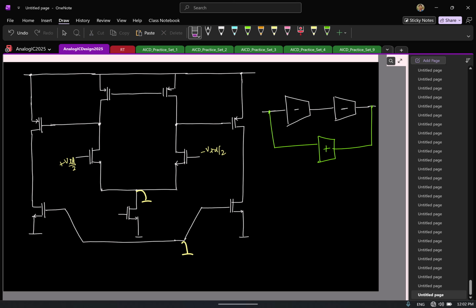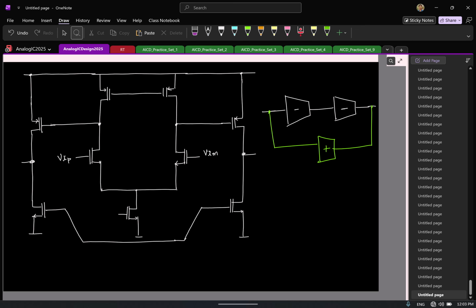So let me remove all these things. What is relevant now? Let me call this VIP and VIN, and these are my final outputs. Now all I have to do is sense the input and push in a current at the output. Here I have a differential input, so I have to sense a differential input and pump in a current corresponding to that. So how do I do that?